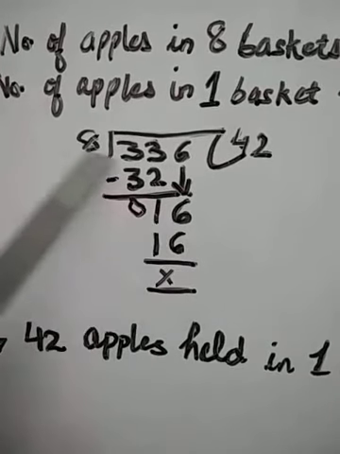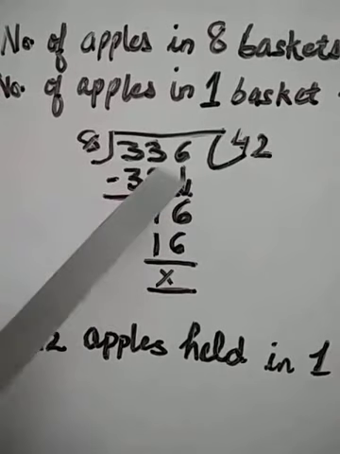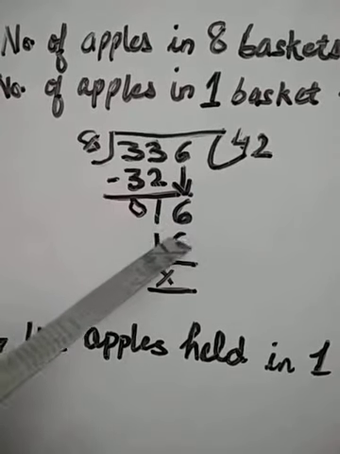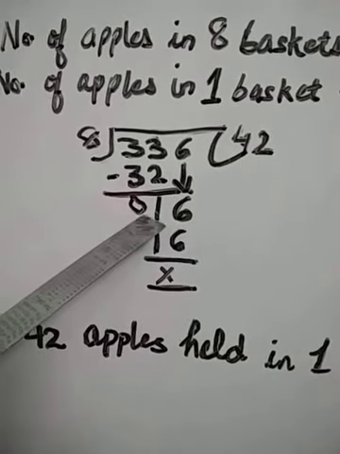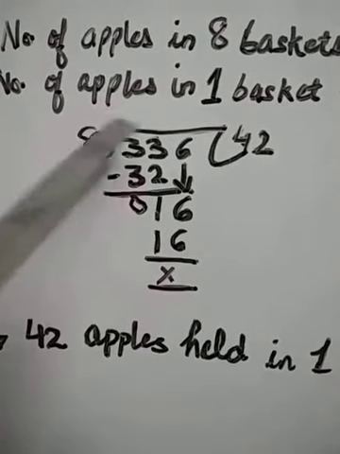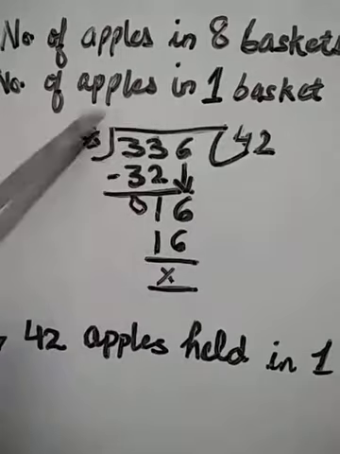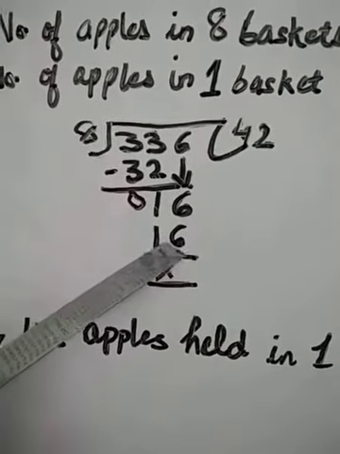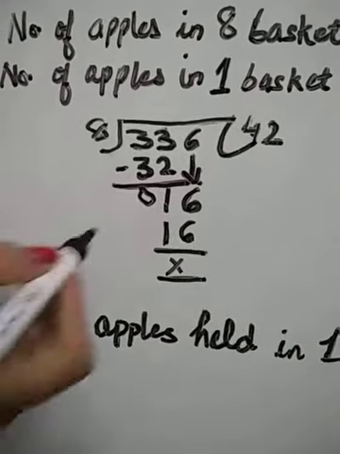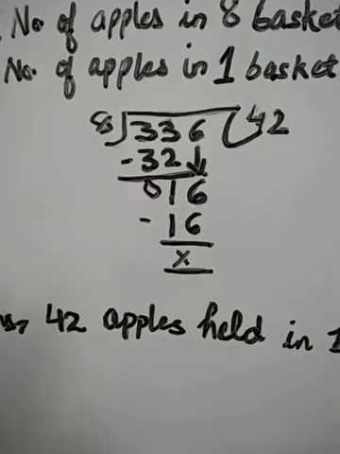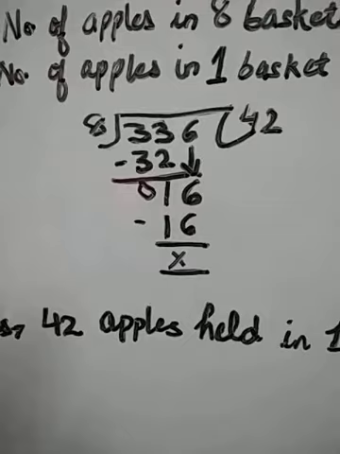So again 1 is less than 8. So what will I do? I will bring down 6 here along with 1. So now what is the number? 16. Now 16 comes in the table of 8 at 2. 8 2s are 16. Then again I will do the subtraction here. Minus sign you have to put. 16 minus 16 is 0.